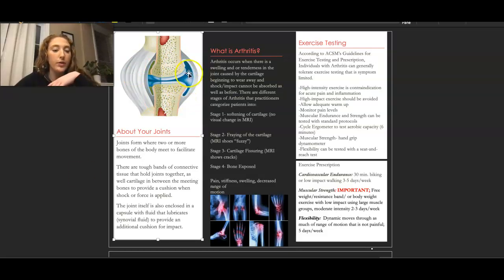So this blue color, the darker blue, is the synovial fluid. The lighter blue right in between the bones is the cartilage, and then the white on either side is going to be the connective tissue. Right in the center here, what is arthritis?